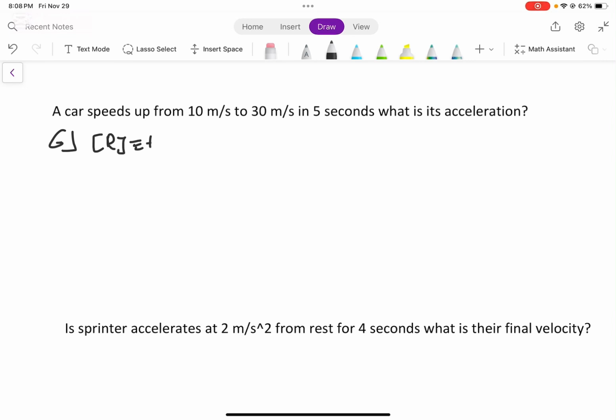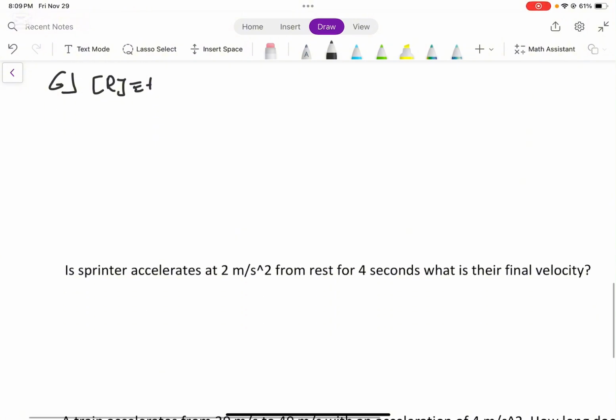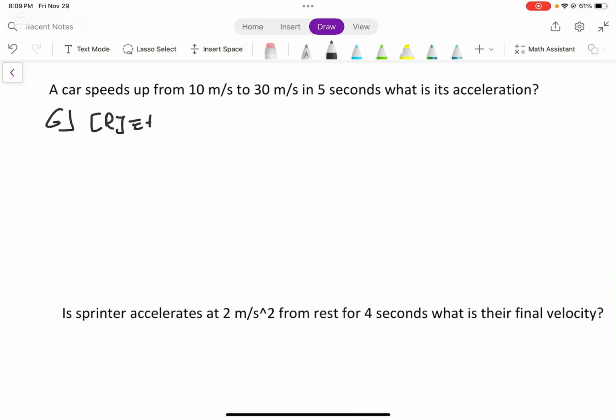Although it doesn't give us a direction here, in your textbook, it may give you a direction, and you want to make sure that you set your directions. One is positive and one is negative. You want to make sure you don't get into the habit of not doing that, because you will end up with mistakes if you don't. But let's continue.